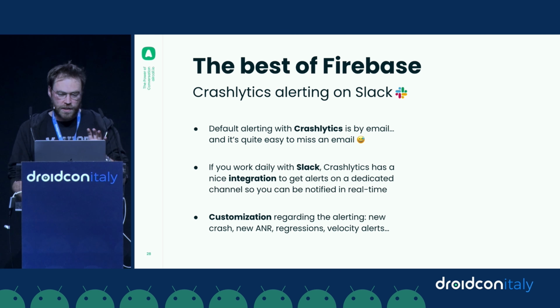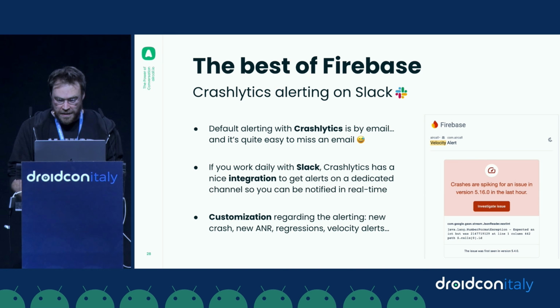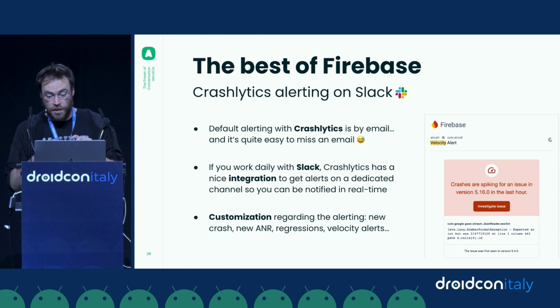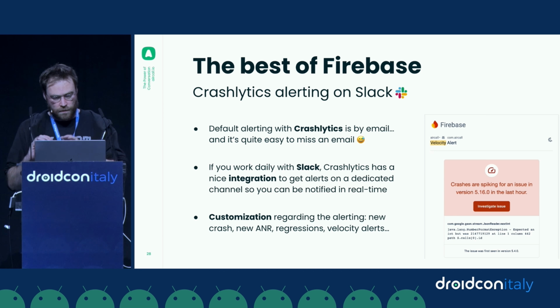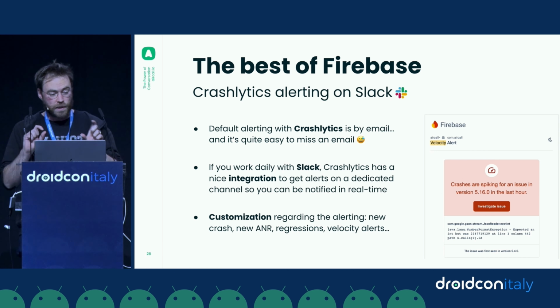The default alerting with Crashlytics is email. So you can receive lots of emails per day, and it's sometimes quite easy to miss a mail. I don't know about you, but I don't check my mail very often, and sometimes I might be late in catching this velocity alert, like, okay, there is a big issue in production. If you react maybe 3-4 hours later, it's going to be a bit problematic for the user. But if you are working daily with Slack, you can take advantage of the Slack platform to have a nice integration between Crashlytics and Slack.